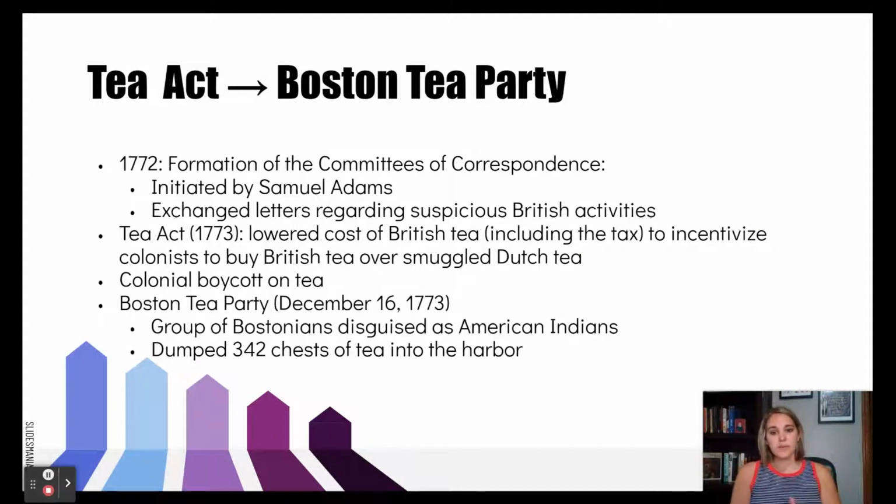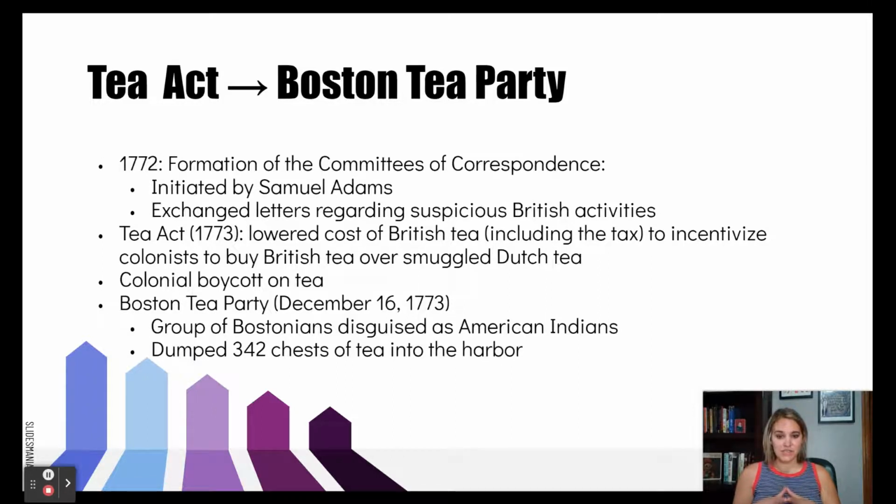We've got the formation of the Committees of Correspondence, which are going to be letters that are exchanged regarding British activities. Also in 1773, there's going to be what's called the Tea Act. A lot of people think this is a tea tax. It's not. It actually is going to lower the cost of British tea, but it keeps the tax. And this is to incentivize or push colonists to buy the British tea rather than continue smuggling in the Dutch tea that they were doing to avoid the tea tax.